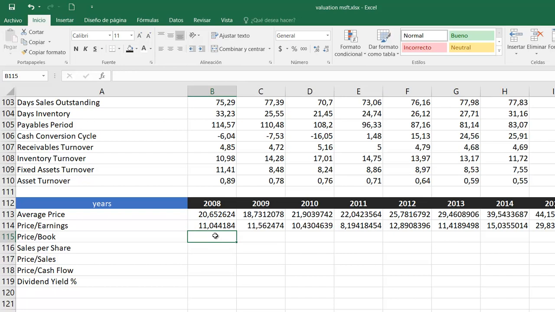And then there's more to say on the price to earnings, but this video is not intended to explain the analysis of the multiples, but the mechanics, right? In next videos, I will explain more on the analysis.